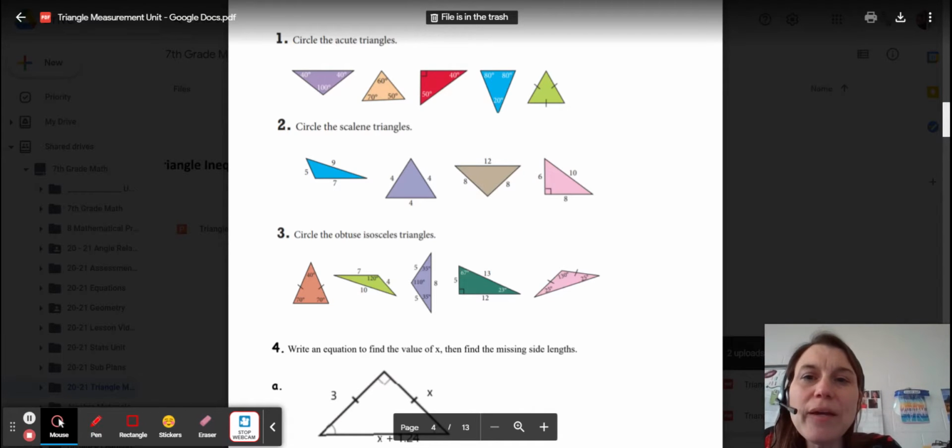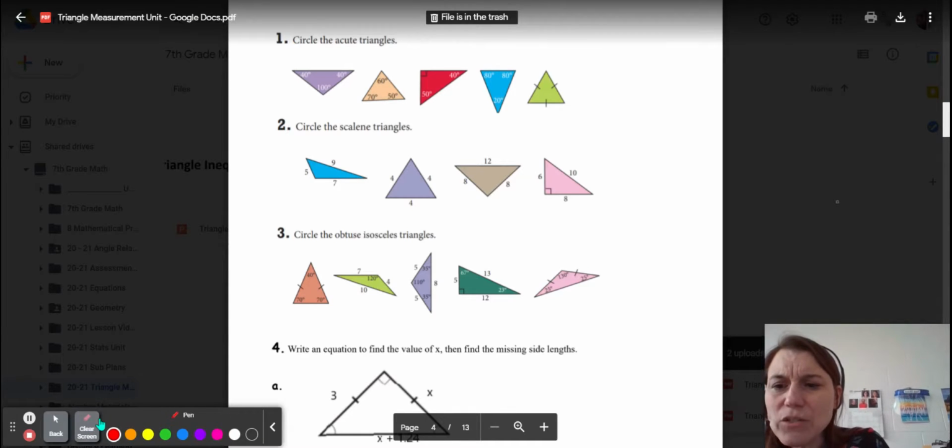Okay. Anyway, so we're going to look at triangle classification and use that to combine what we know about triangles and also what we know about equations. So we're going to be tying some things together today. First of all, as you look at the drawings here, number one says circle all the acute triangles.